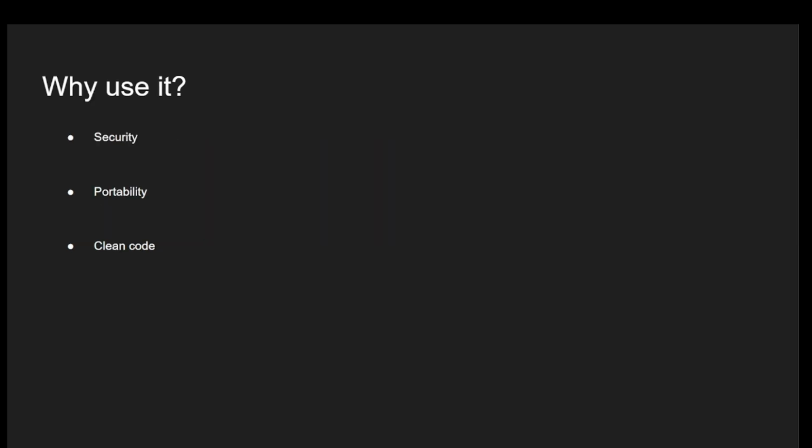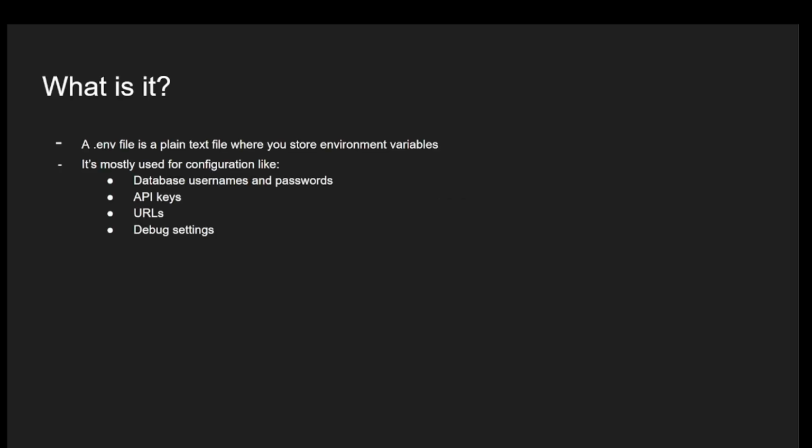So here we have what it is. A .env file is basically a plain text file where you can store environment variables. So it's basically like settings that the program needs to run, and it's mostly used for configurations like database username, password, API keys, URLs, and debug settings. In the gymnasium project that we're doing right now, I've used it mainly to store the username and password, because I don't want to hard code it into the program. So we'll go through that now.